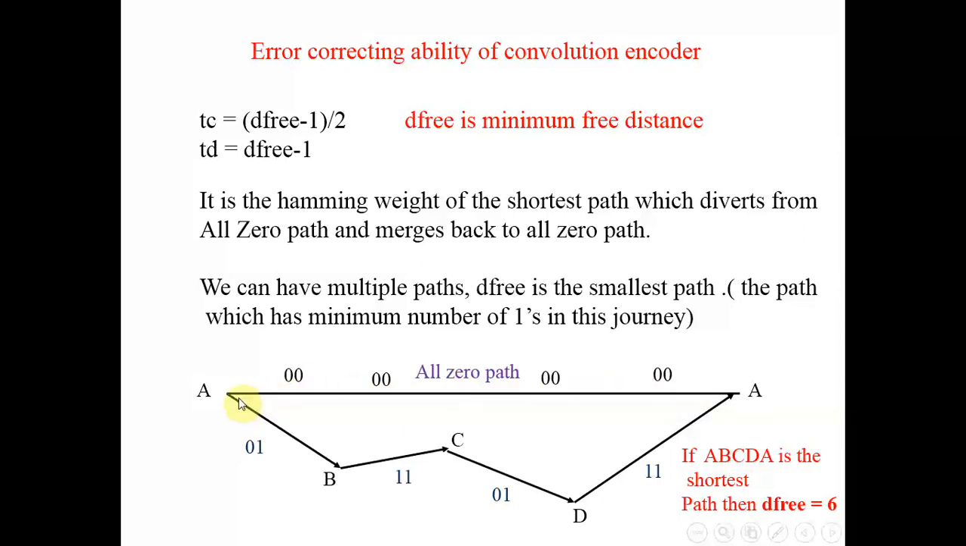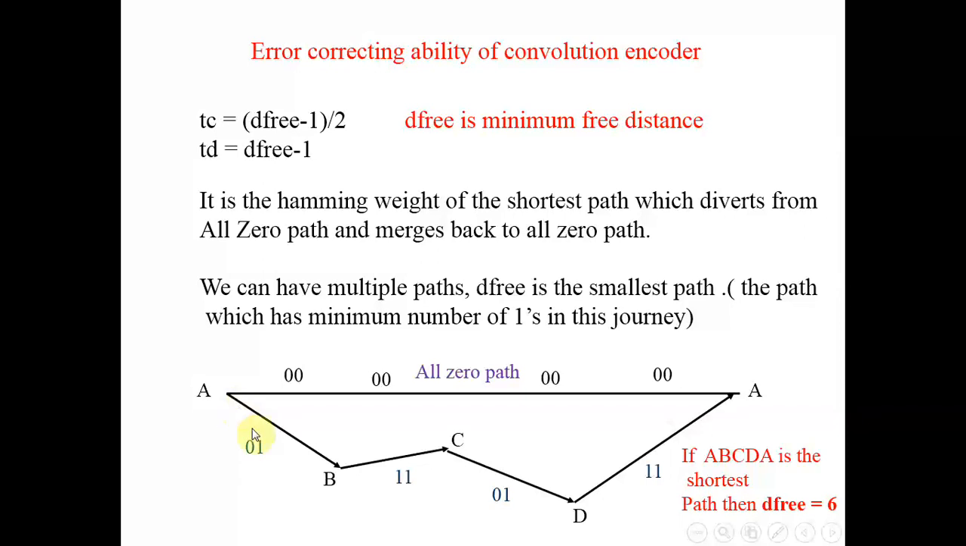Now you can have a number of paths which divert from the all zero path. So in this path you are going from A to B, you are coming back from B to C, then you are going from C to D and coming back to A. You can also go from A to B, you can go from B to C, you might go from C back to B and again B to C and to A. So you can have a number of such paths which will move away from the all zero path, but will re-merge to the all zero path, and during this transition you calculate how many ones you get as outputs.